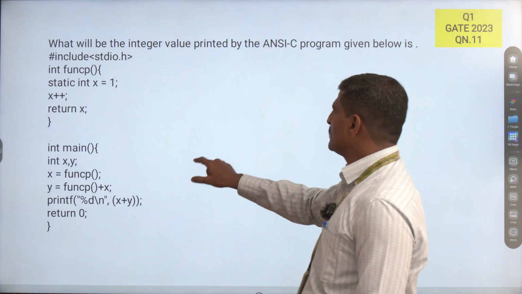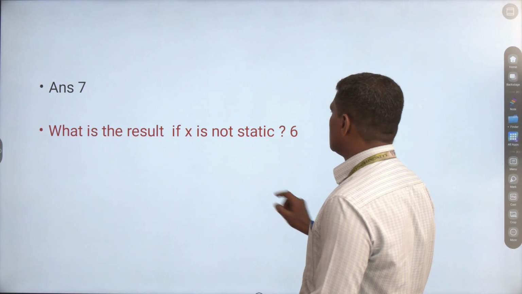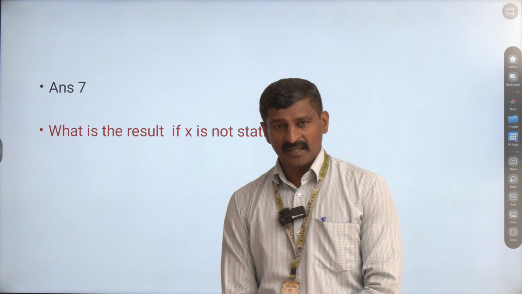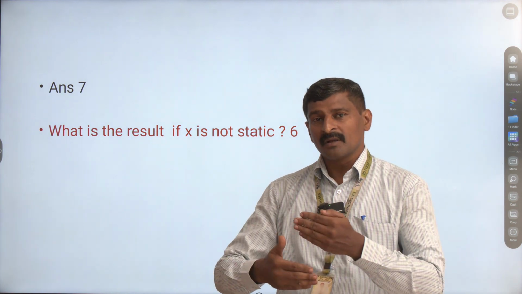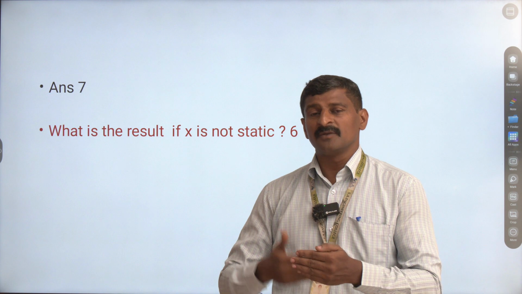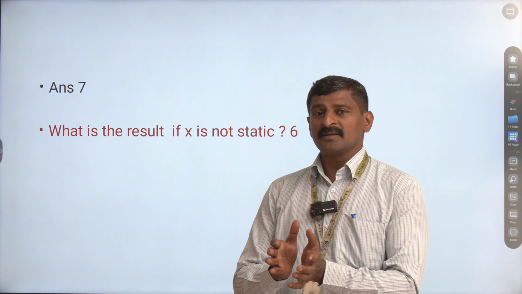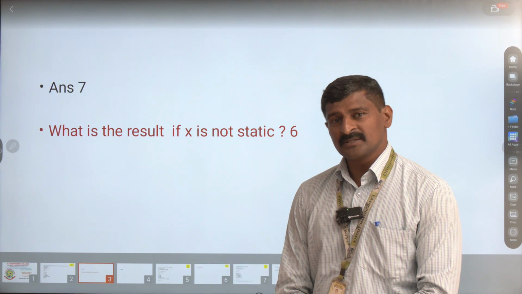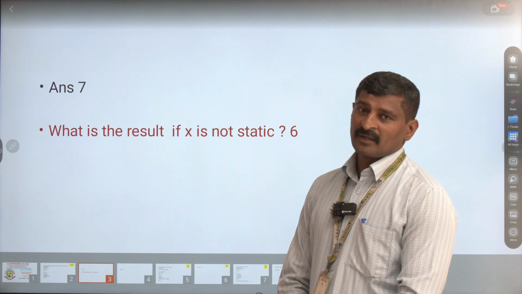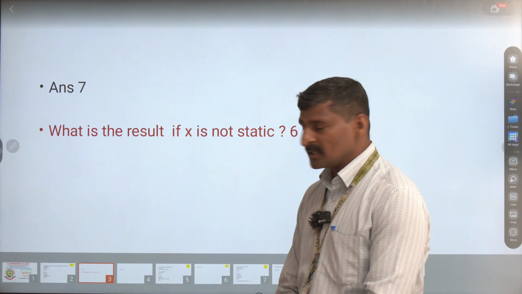What is the result if x is not static? If x is not static, then every time we move to the function, the value of x is assigned the value 1. So the output becomes 6 in the case where x is not a static variable. Fine. The next question.